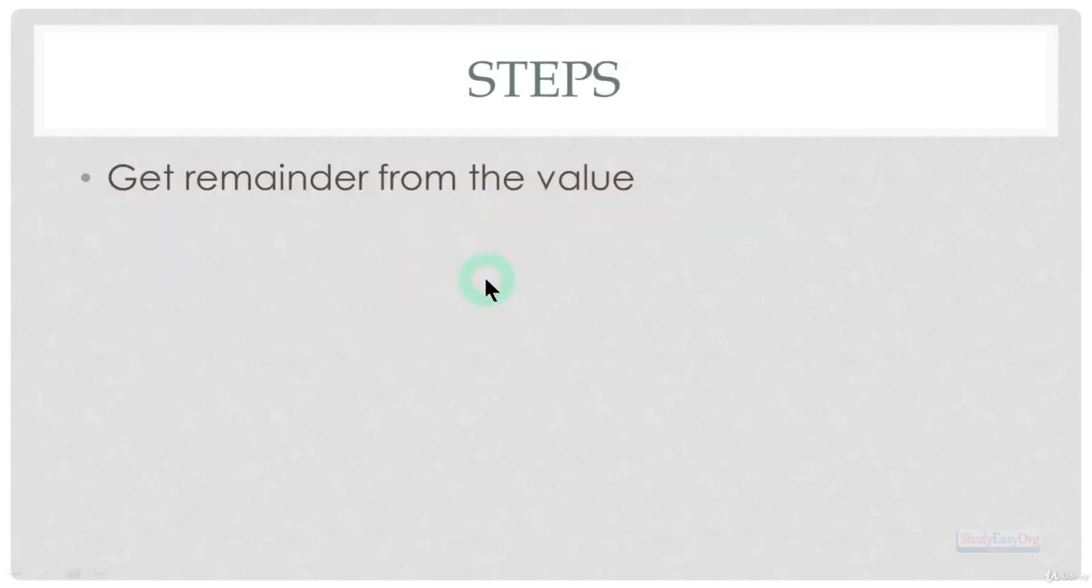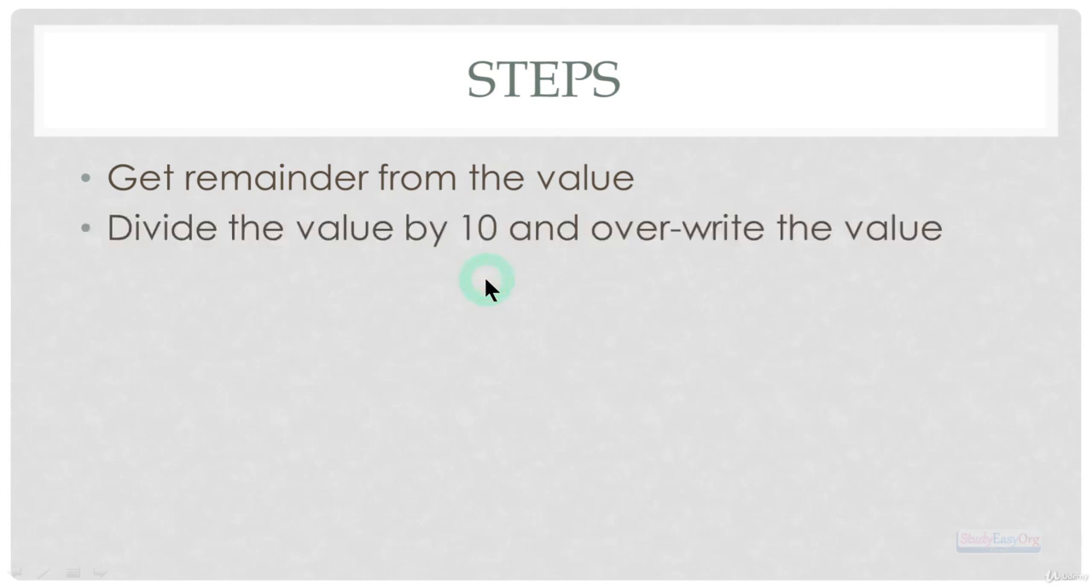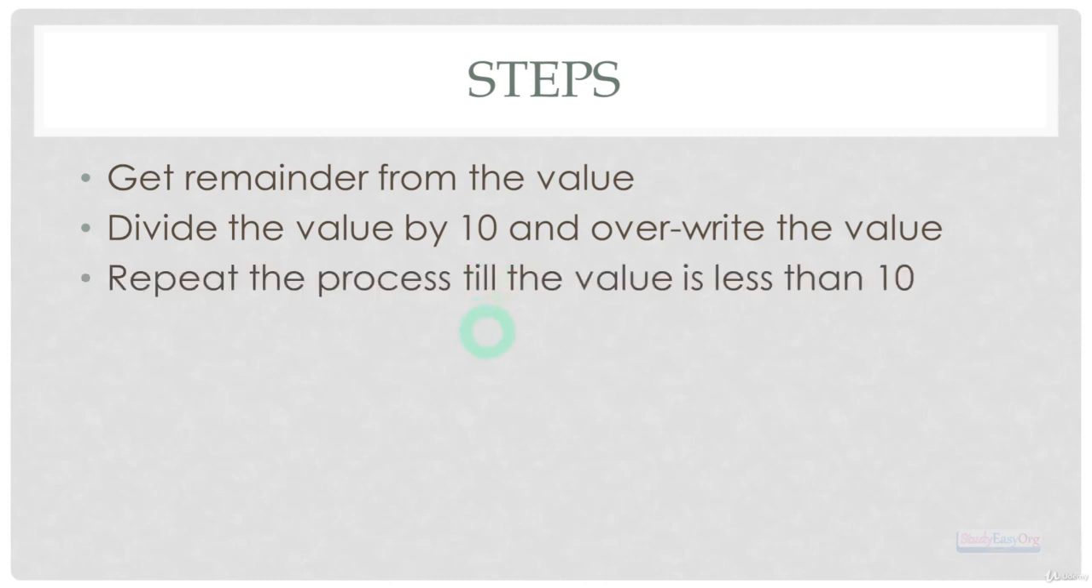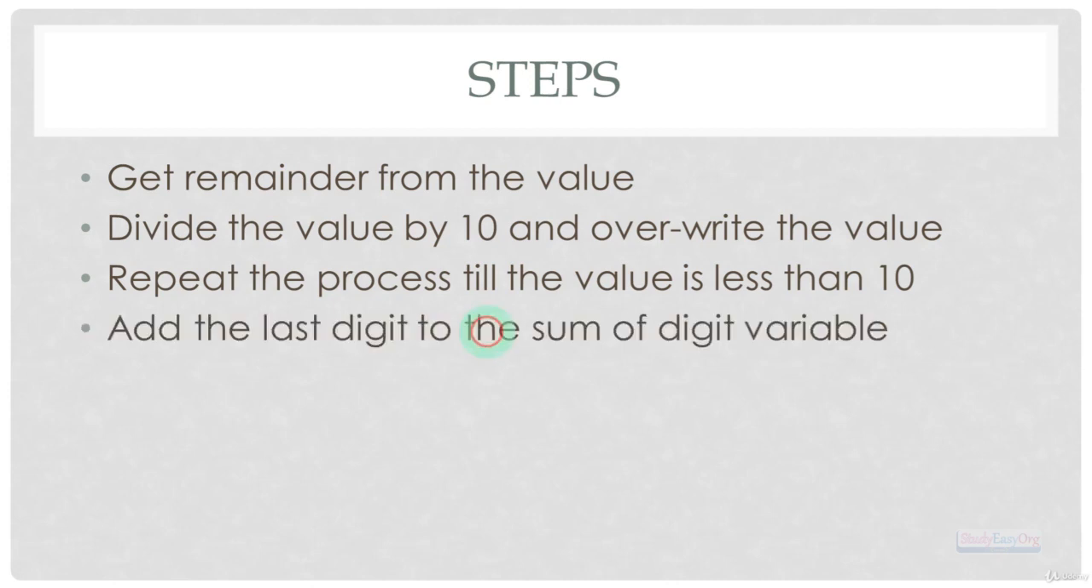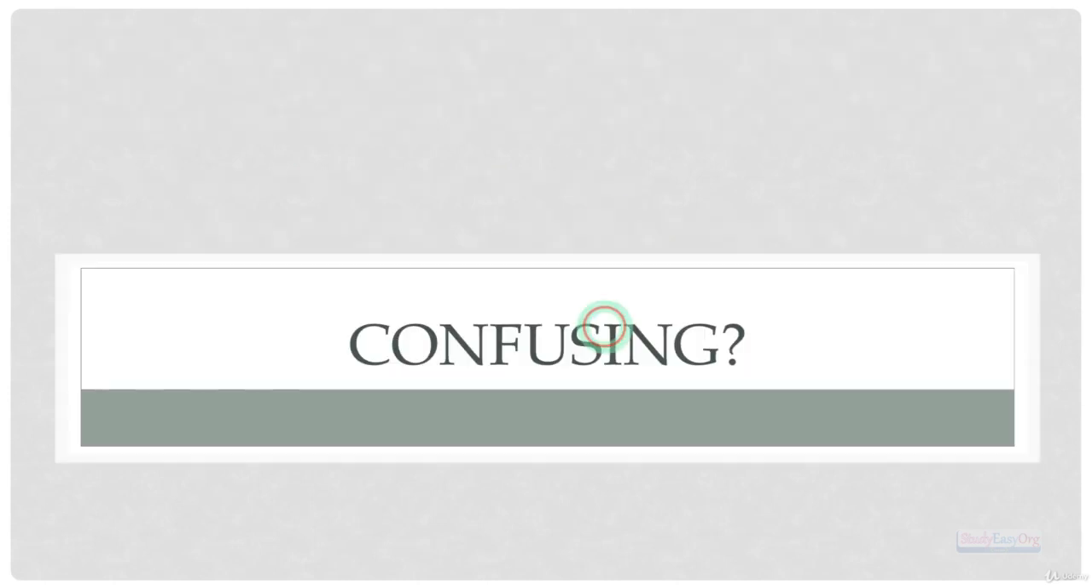So the first step is get the remainder from the value, then divide the value by 10 and overwrite the value. Then repeat the process till the value is less than 10. Then the final unit value needs to be added to the sum of digit value. Alright, so the sum of digit variable will be required, and we will process the data. Now still, after this PPT, things could be a little confusing, so let's check how to perform these steps via a program that will give you a clear picture.